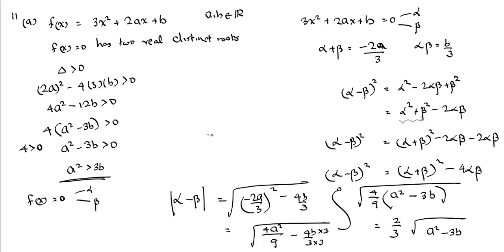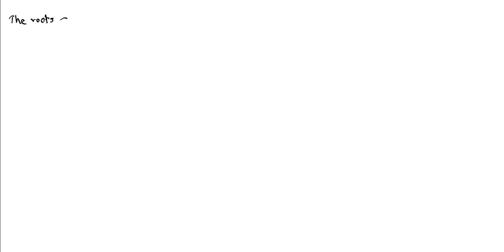Now the next part of the question they are asking: show further that the quadratic equation with roots modulus of alpha plus beta and modulus of alpha minus beta is given by that particular equation. Okay, so if you consider the roots are modulus of alpha plus beta and modulus of alpha minus beta.